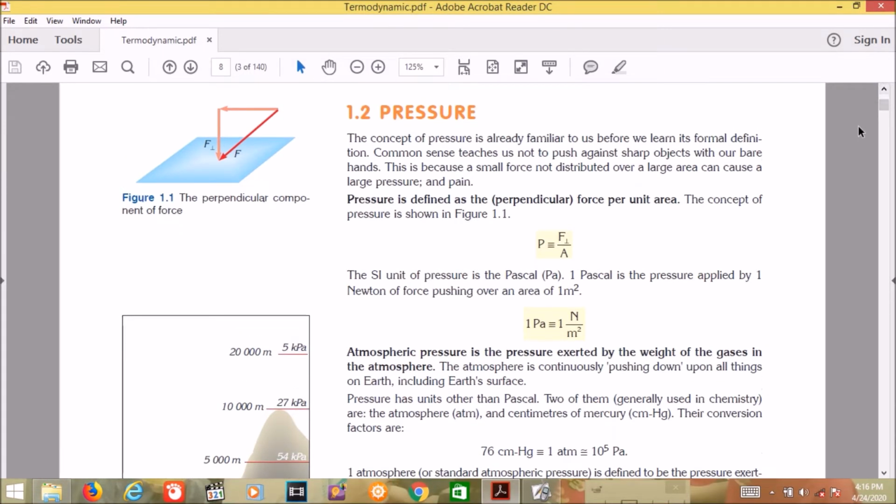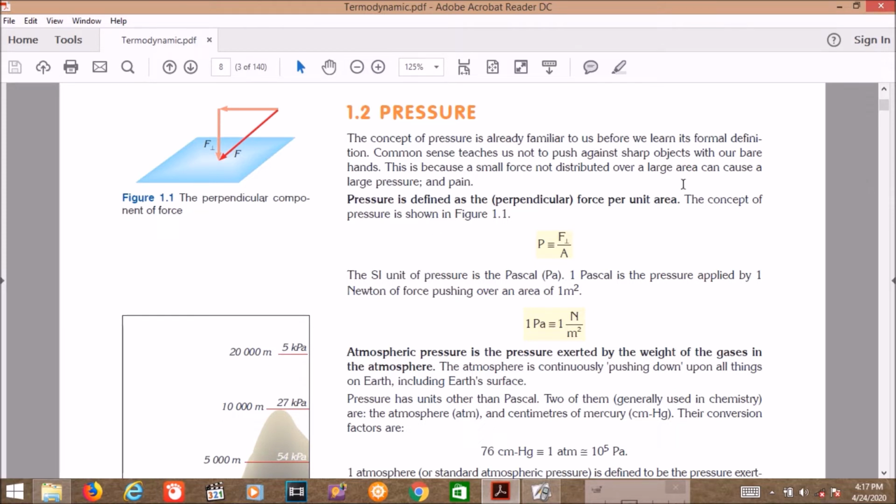Next, the other quantity that we have to understand when we discuss static fluid is pressure. In daily life, I believe you are familiar with the term pressure, but maybe it has a different meaning from the pressure definition in physics. In physics, the definition of pressure is the perpendicular force per unit area. So it is different from the pressure in your daily life. There is a figure 1.1 showing us the definition of pressure.